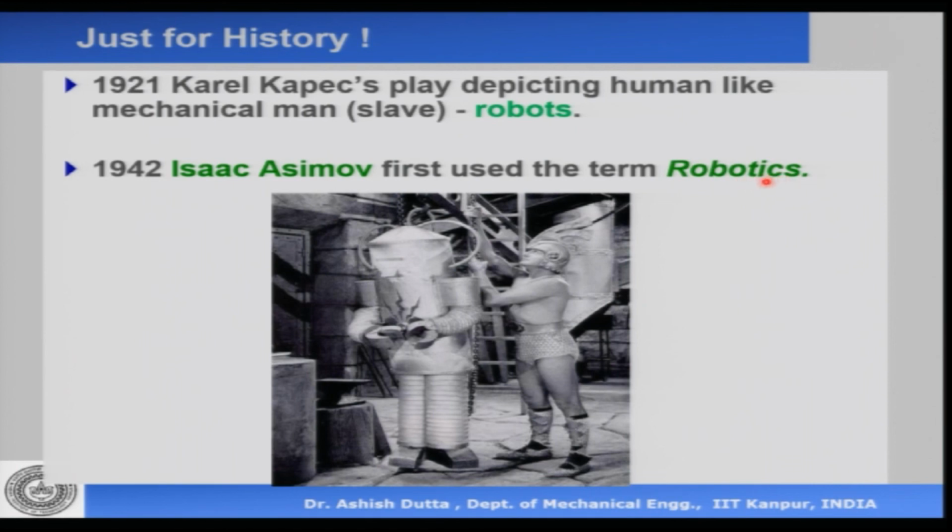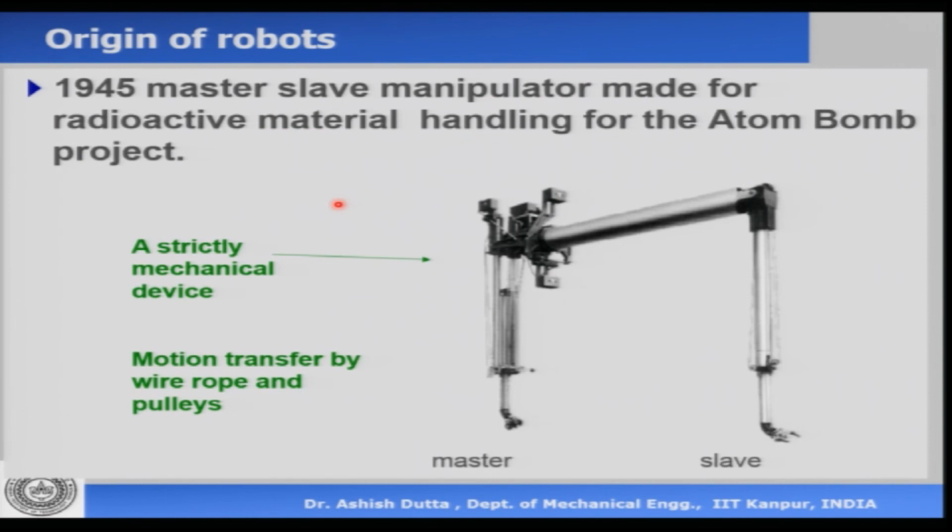He has written a lot of science fiction, interesting movies have been made out of it, and he's projected what things like robotics, AI would be even 100 years from now. So for historical interest, the word robot came from here, and the word robotics is attributed to Isaac Asimov, 1942. Now, where did the robot actually come from? So essentially in 1945, during the Second World War, they were making the atom bomb, and for the atom bomb project they had to handle radioactive material. And for handling this radioactive material, human beings couldn't handle it because it is radioactive.